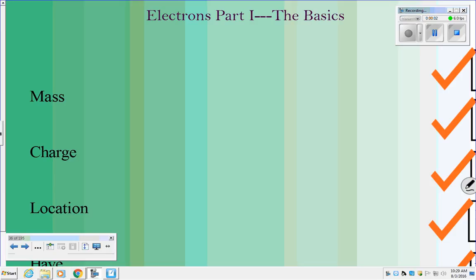Hello and welcome to Electrons Part 1, the basics. Electrons are pretty complicated, especially compared to protons and neutrons, since they can move around and exist outside the nucleus. So we're going to break them down into two separate topics.